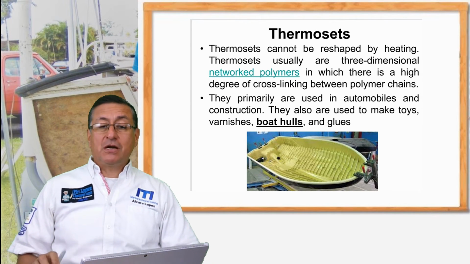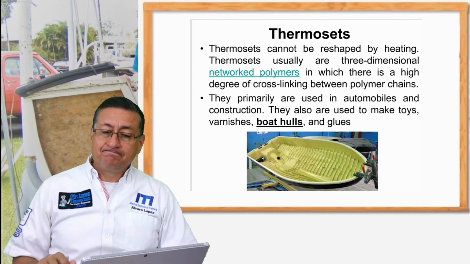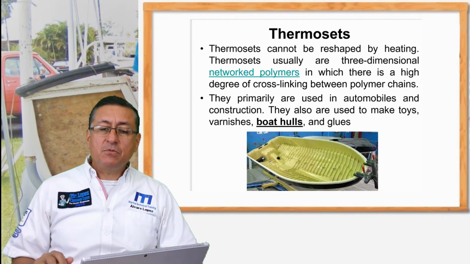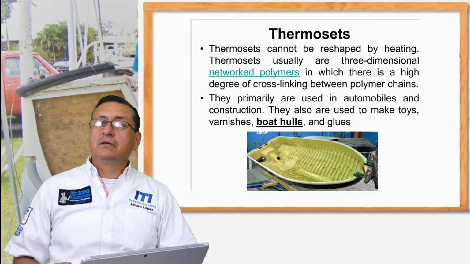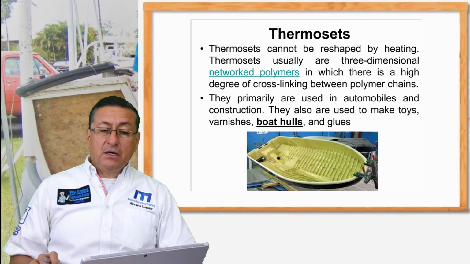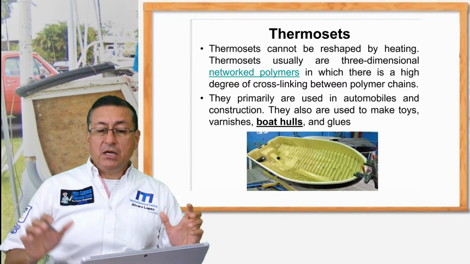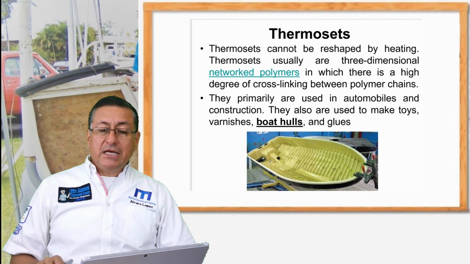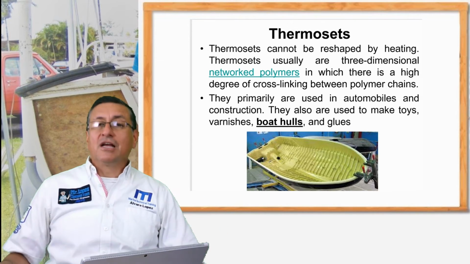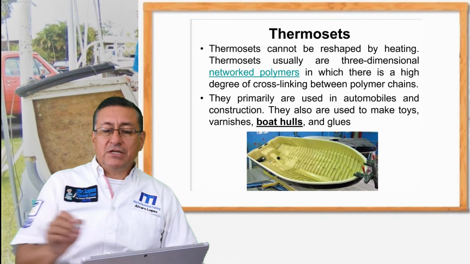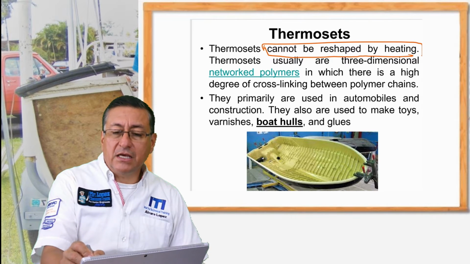Thermosets. What is the meaning of thermoset? Thermoset is because it cannot be reshaped by heating. It's not possible. Thermosets usually are three-dimensional polymers. Polymers in three dimensions. They have a high degree of cross-linking between the polymer chains. They are used in the fabrication of toys, varnish, boat hulls, glues. Don't forget, the thermoset cannot be reshaped by heating. That's the key word.